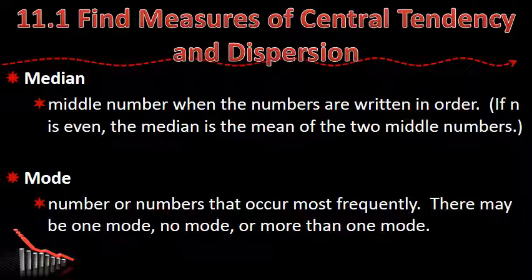There may be only one mode. If all the numbers are there just once, there's no mode. Or if several numbers are there most often, you would have more than one mode.